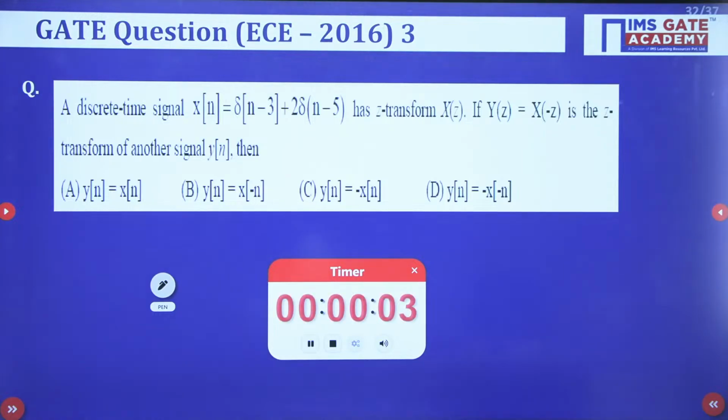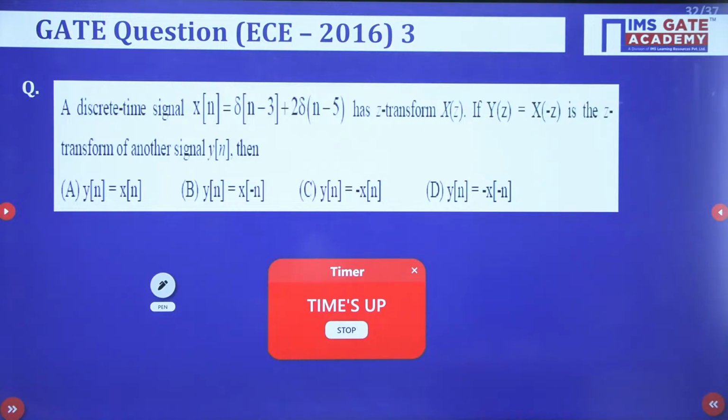So everyone should reply fast. Shall we go for next? Vedahi, any answer? It's a property based question. Time reversal property you have to use. Is it based on time reversal or what? Just you have to identify.